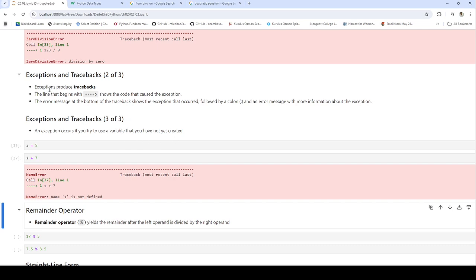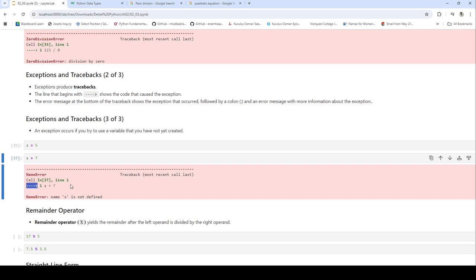Exceptions produce tracebacks. The line that begins with these dots shows the code that caused the exception. This is the only line here, so it's pointing to that line, but there might be a situation in which we have 100 lines and only one of them is causing exceptions. So we'll see the traceback and trace back the code and reach the exact point which triggered the exception.